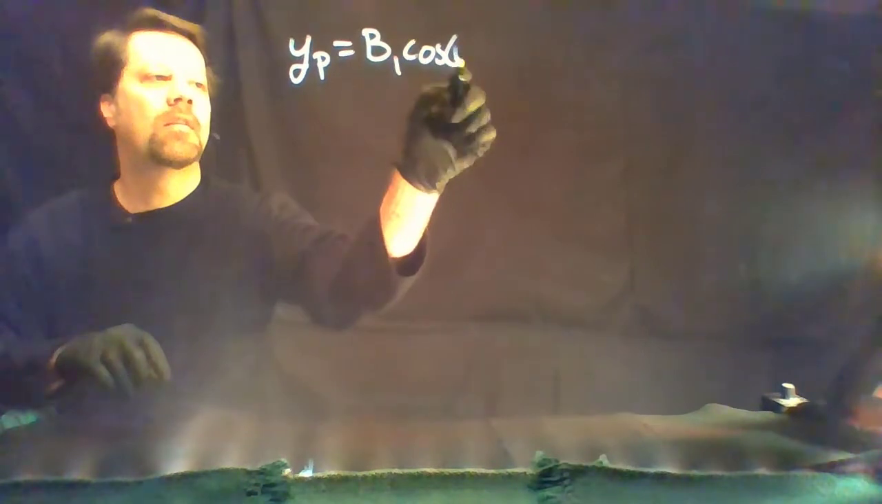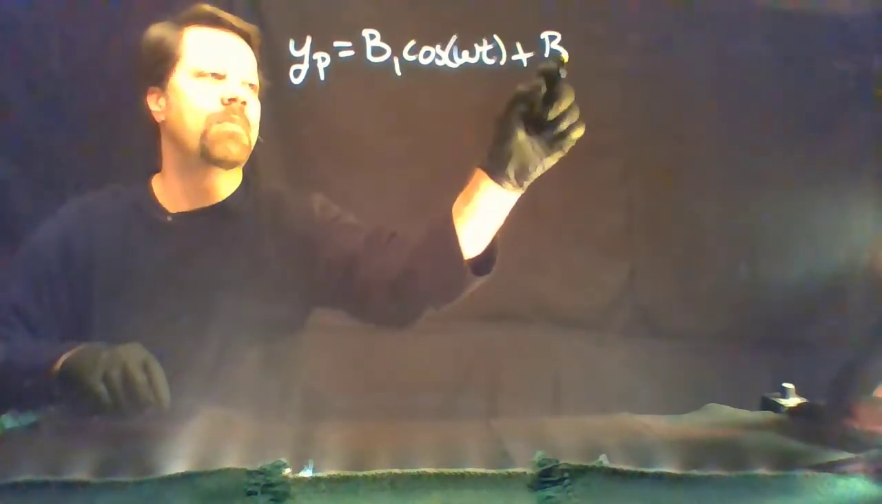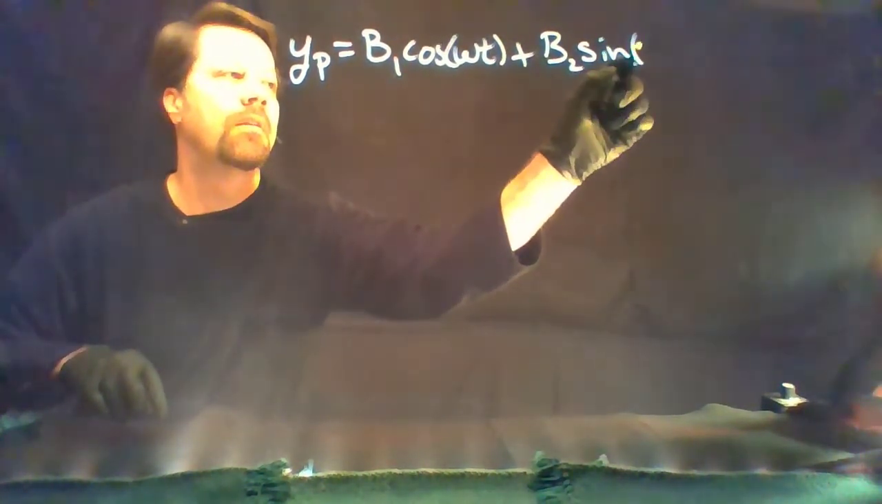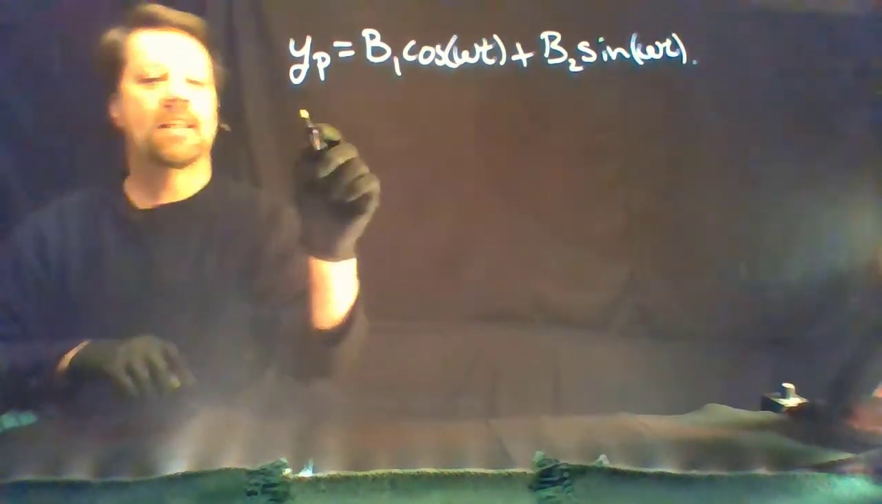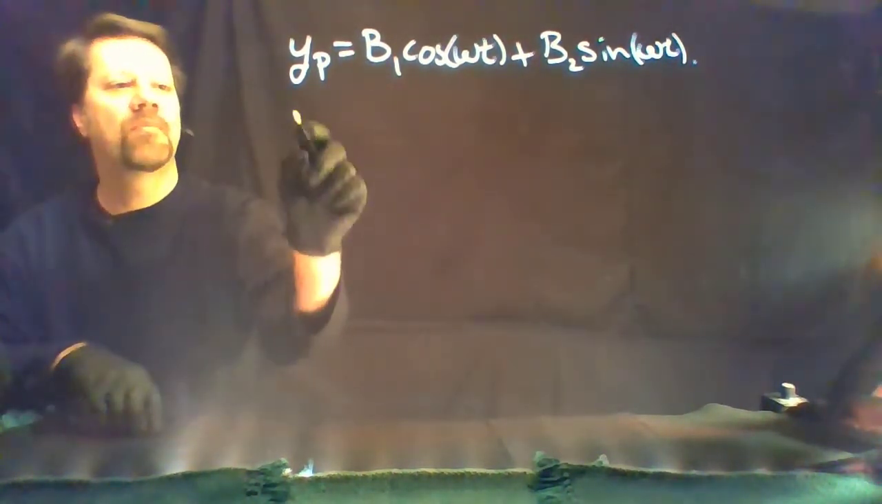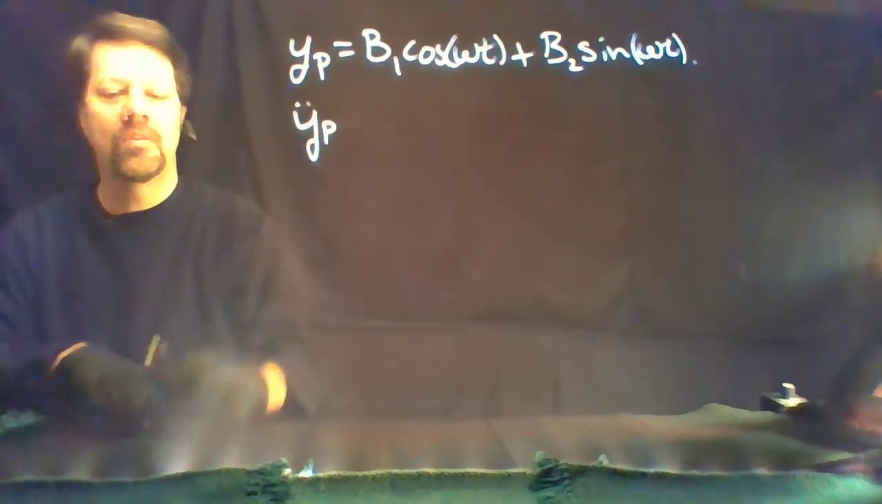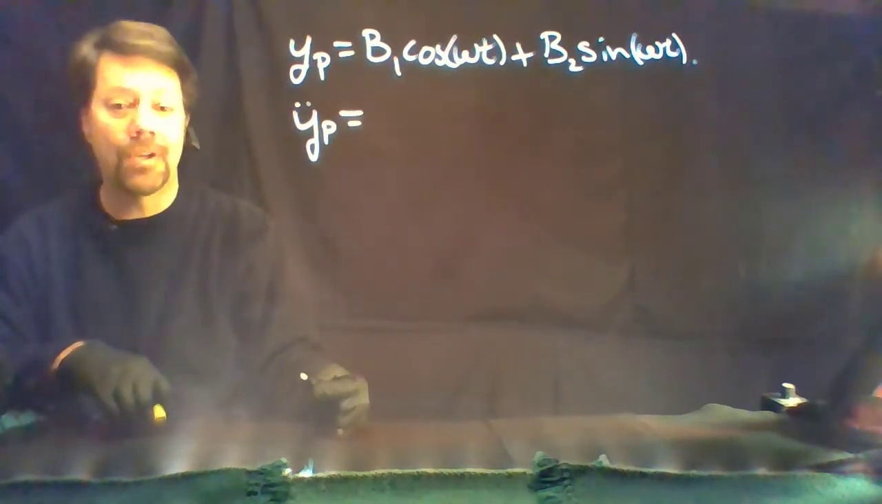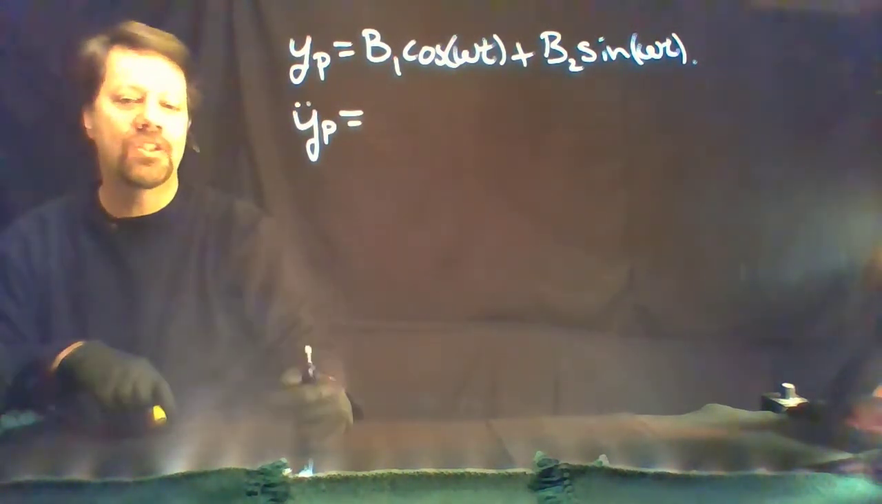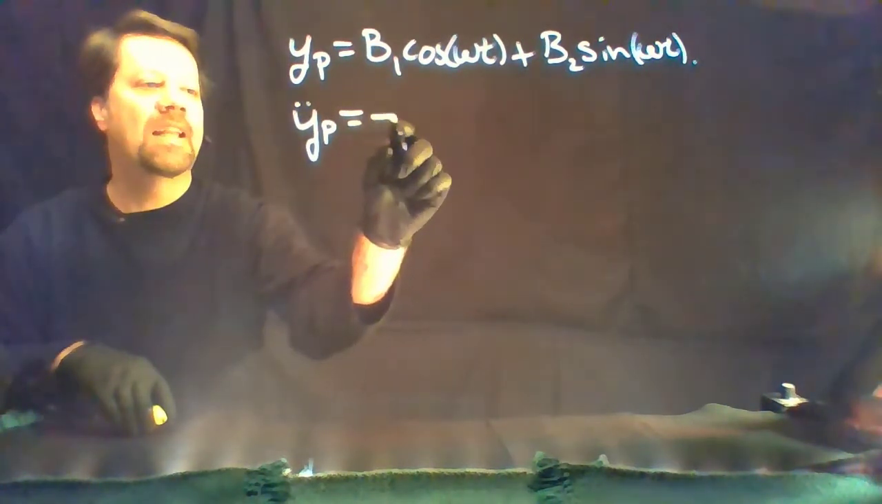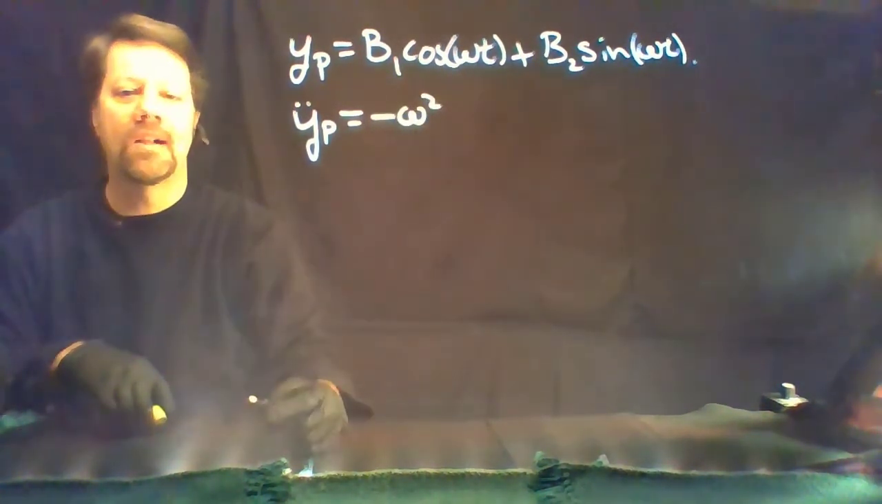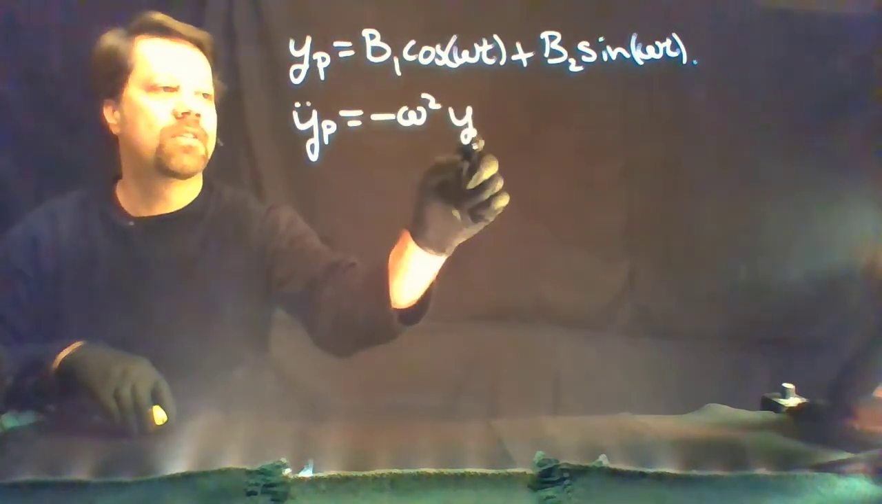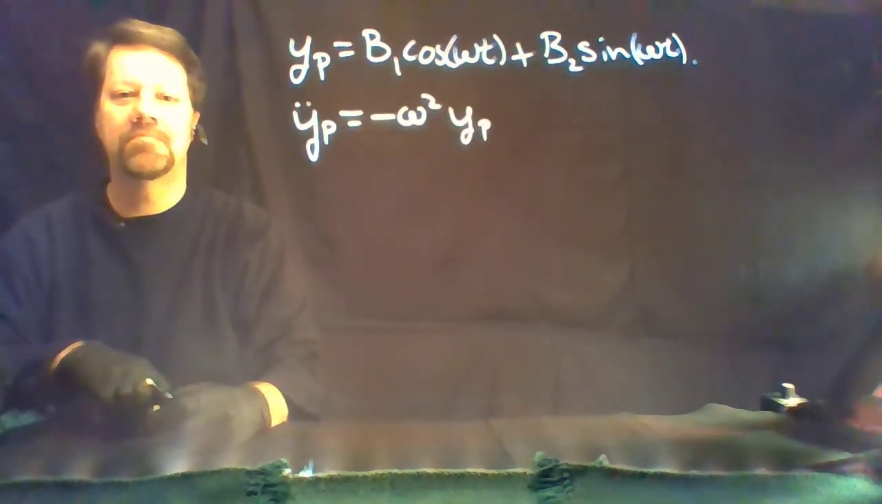We're assuming that the particular solution has the form B1 cosine omega t plus B2 sine omega t. If that's the case, we can easily do these two derivatives. The second order derivative of cosine is negative cosine. We just have to use the chain rule twice. We're going to get negative omega squared times this original solution.